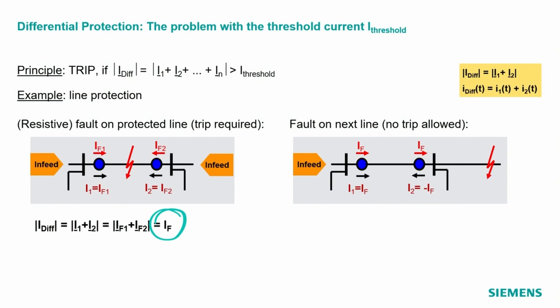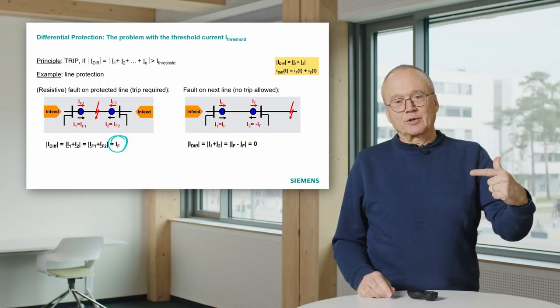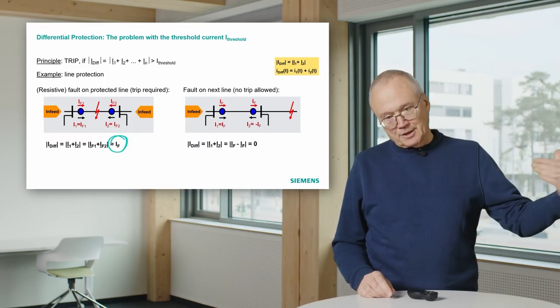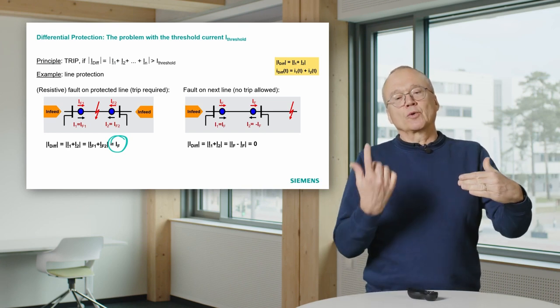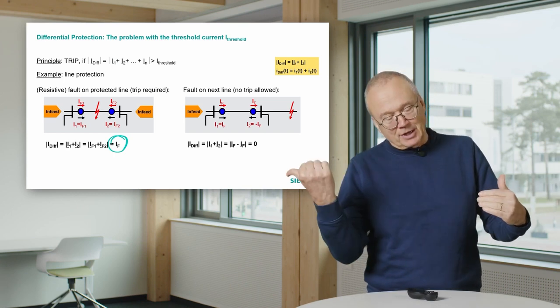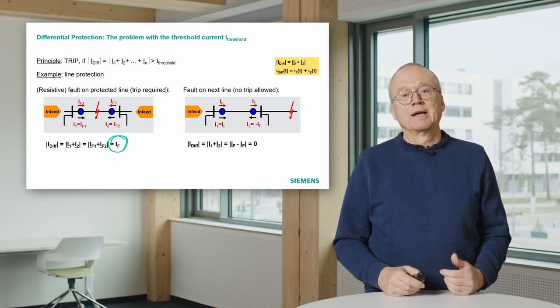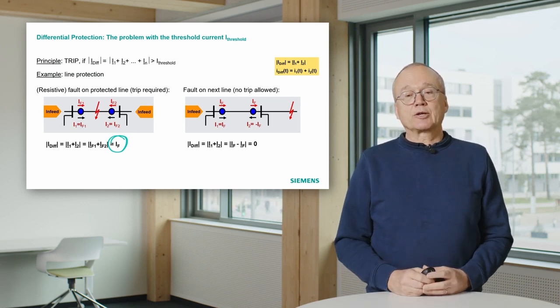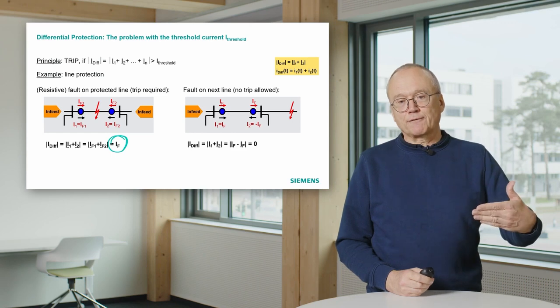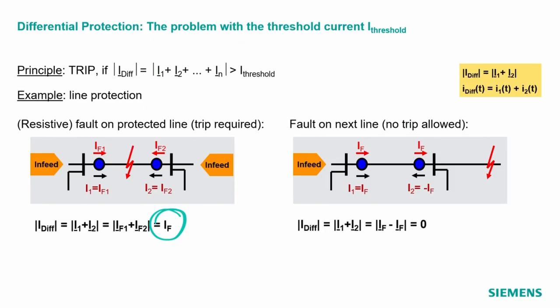We have a short circuit current through our protected line. That means on the left side, the current transformer sees a fault current, this through current. On the right side, it sees the same current flowing out of the line, so it sees minus IF. From that, we can calculate the differential current, IF minus IF, which is 0. No trip, that is fine.